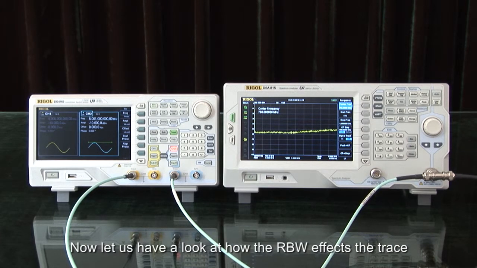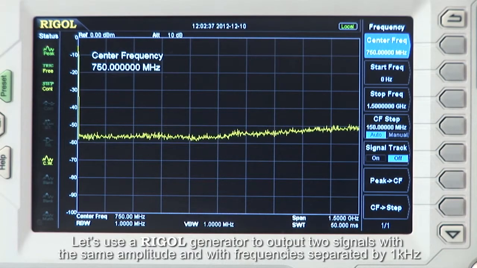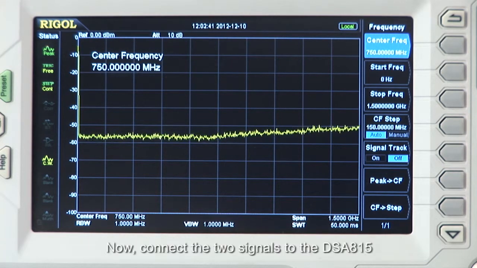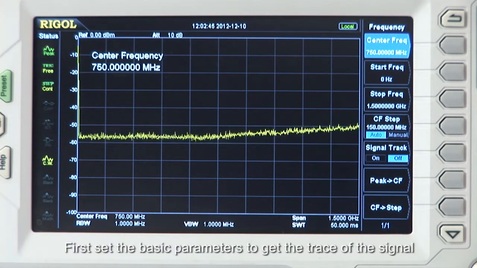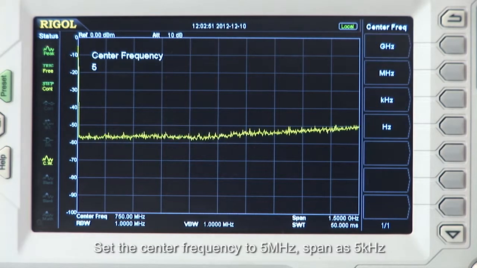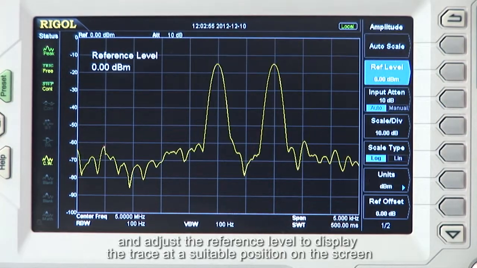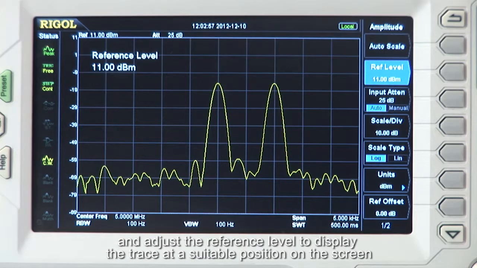Now let's have a look at how the RBW affects the trace. Let's use a Rigol function generator to output two signals with the same amplitude and with frequencies separated by 1 kHz, and connect these two signals to the DSA-815. First, let's set the basic parameters to get the traces of the signal. We're going to set the center frequency to 5 MHz, the span to 5 kHz, and adjust the reference level to display the trace at a suitable position on the screen.